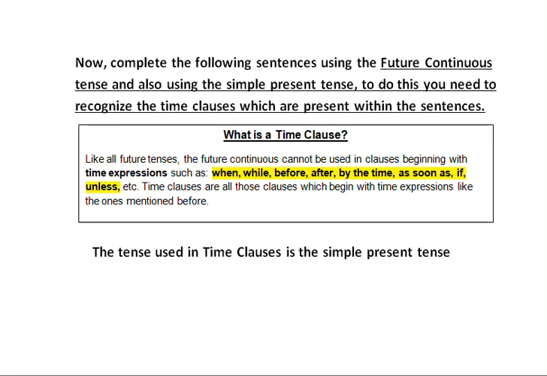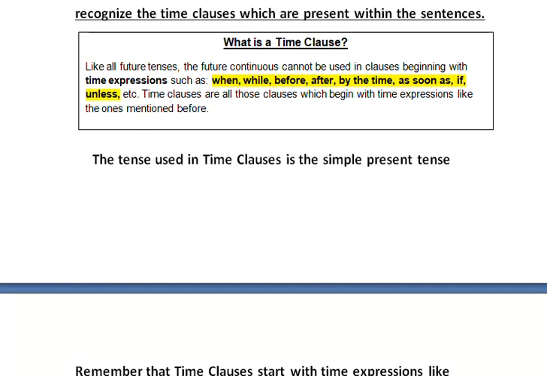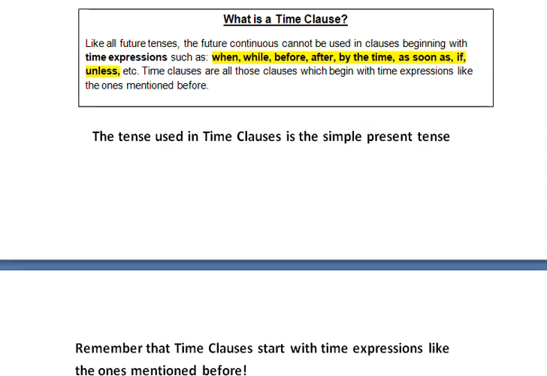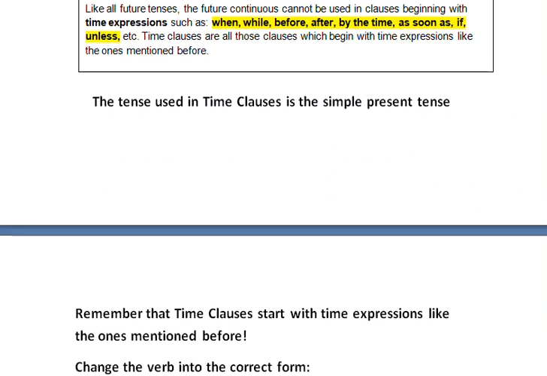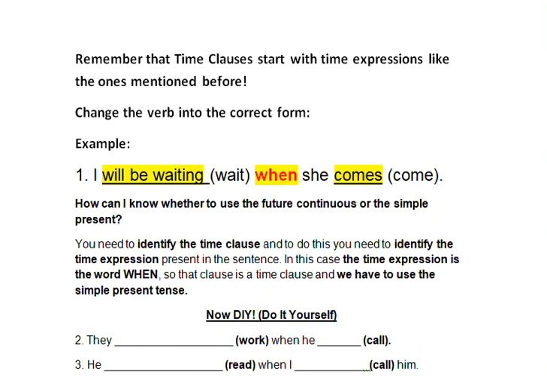Aquí tenemos nuevamente el recordatorio para que ustedes nuevamente puedan leer What is a time clause. Lo he dicho varias veces en este video también. And remember that the tense used in time clauses is the simple present tense, always. Always. Okay? Well, not always, because sometimes you can use the present continuous. But here you will always need to use the simple present. Remember that time clauses start with time expressions like the ones mentioned before. Recuerden que las oraciones de tiempo empiezan con expresiones de tiempo como las mencionadas anteriormente.